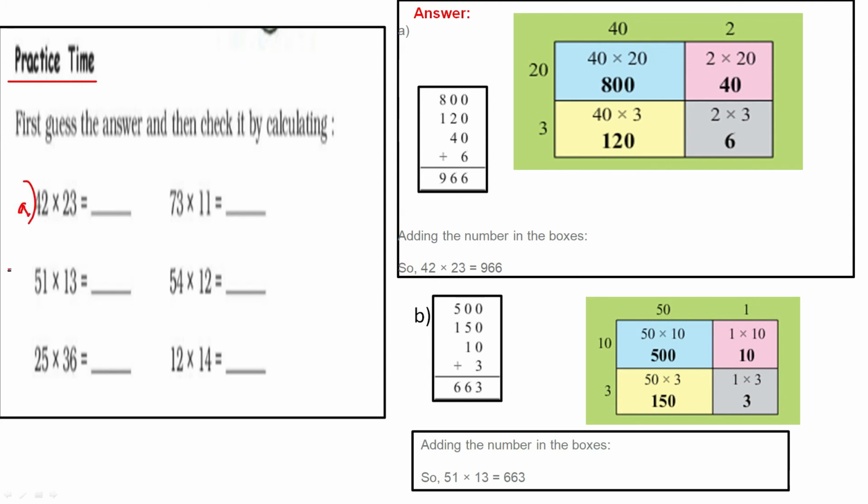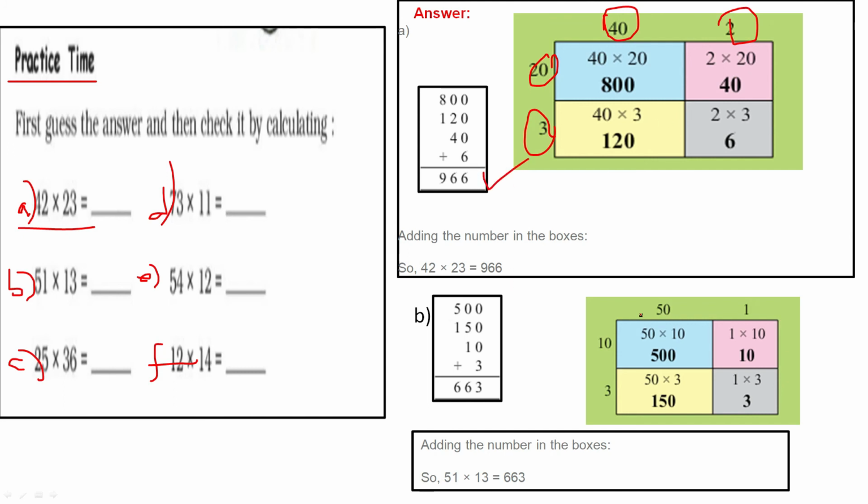This is B, C, D, E and F. Now first question, 42 multiplied by 23. 42 can be written as 40 and 2. 23 can be written as 20 and 3. Now you multiply, you will get this answer.